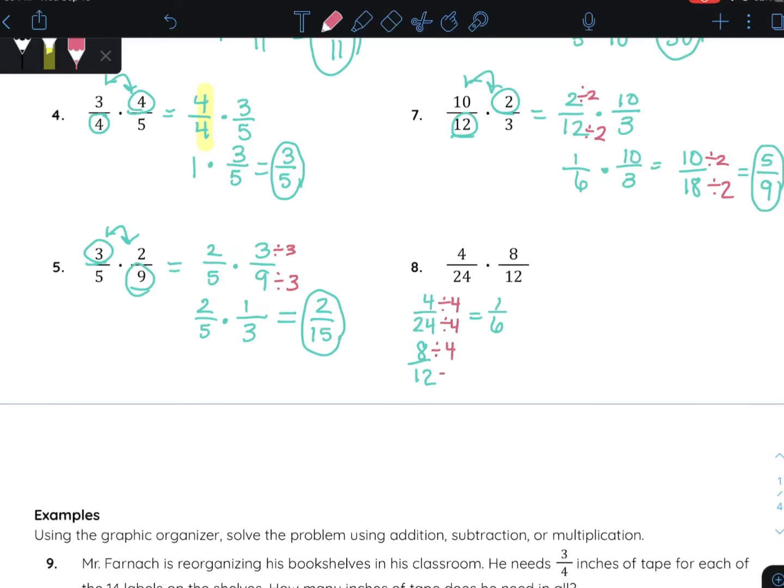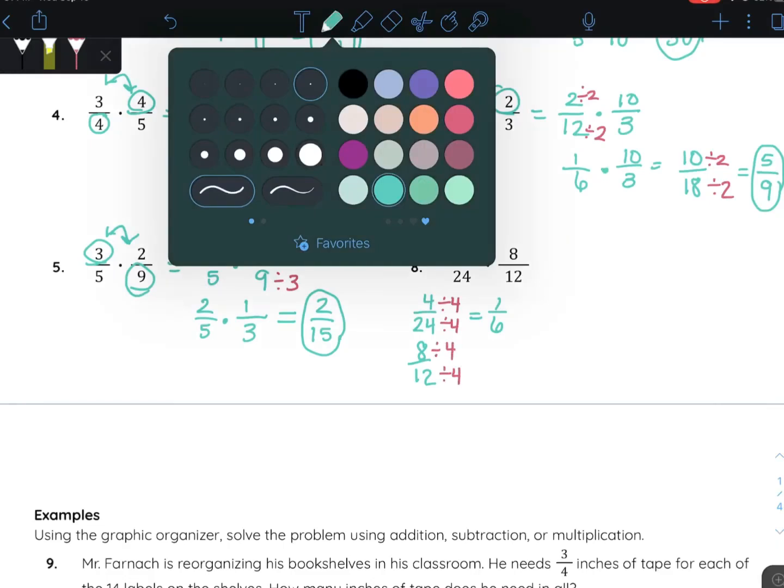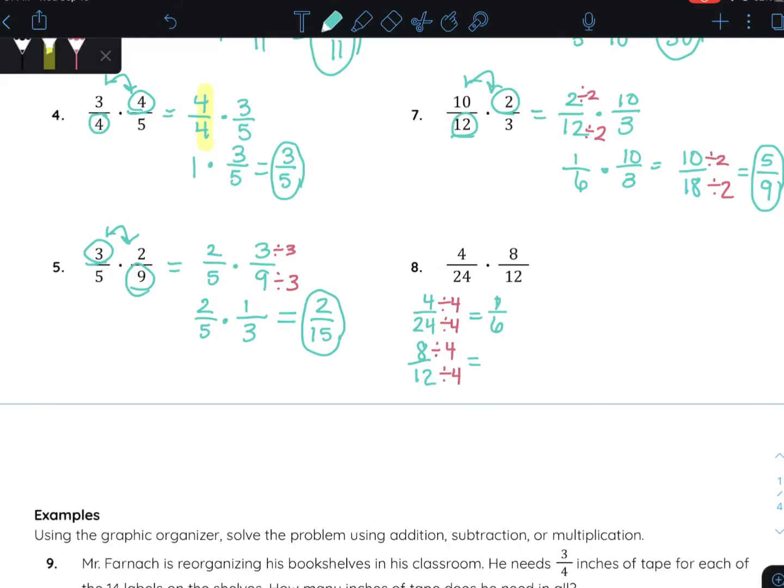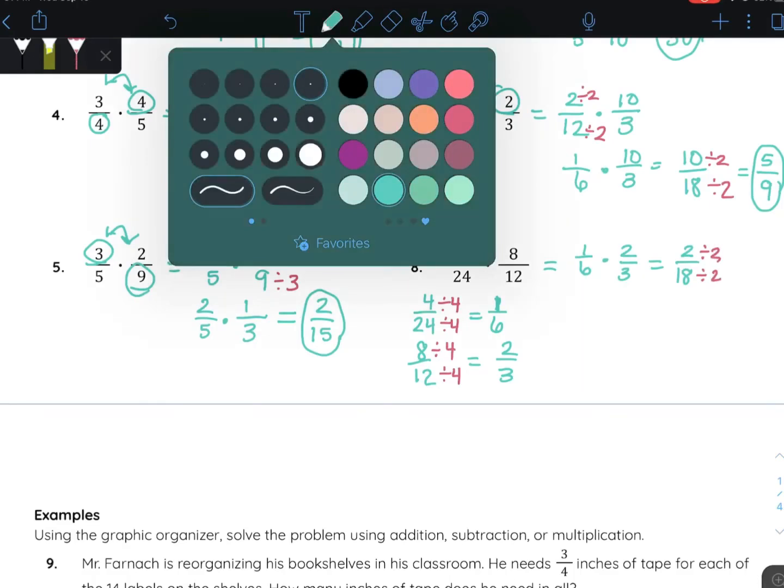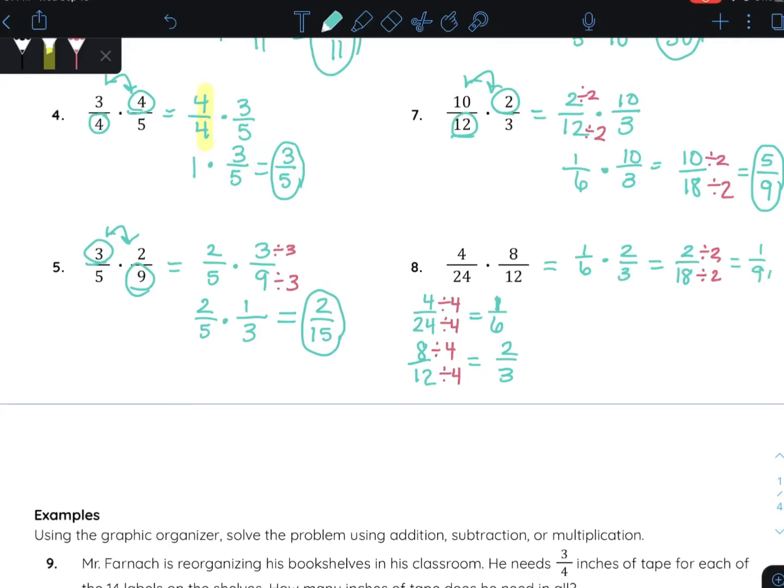And then the 8 twelfths, I think that also shares a 4. So we can do divide by 4, and we get, that doesn't look like a 1. And then we get 2 thirds. So now our new math problem is 1/6 times 2 thirds, or 2 over 18. Is it simplified? Nope. So we got to go one more time. These are both even, which means we can cut them by 2. And if we do that, we'll just get 1/9.